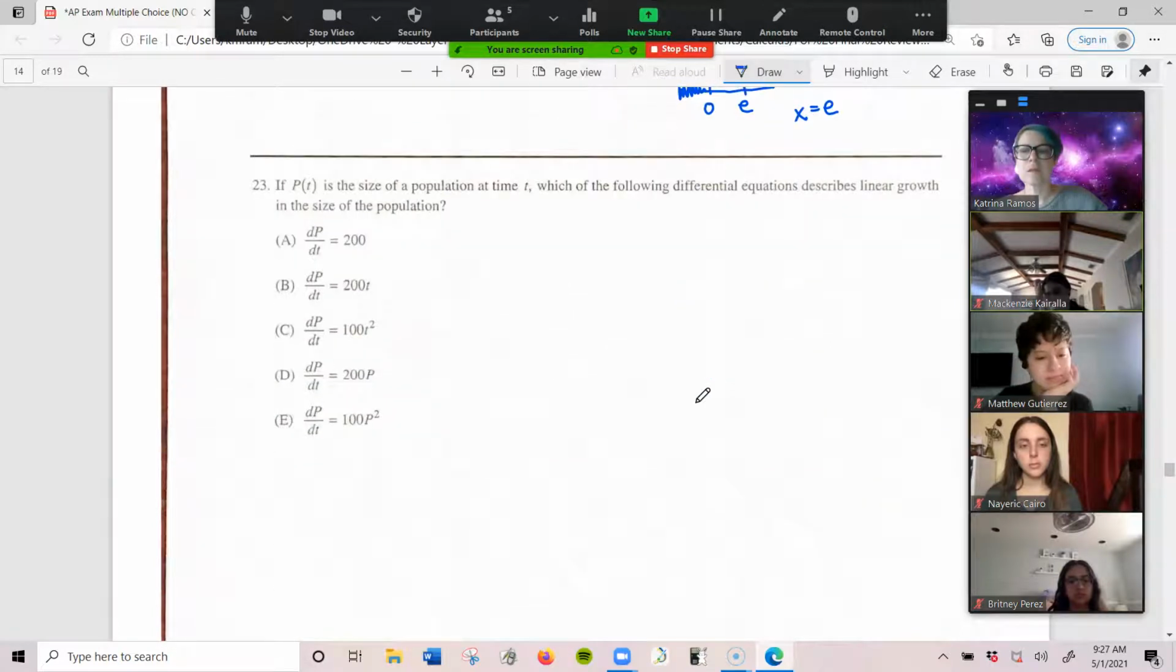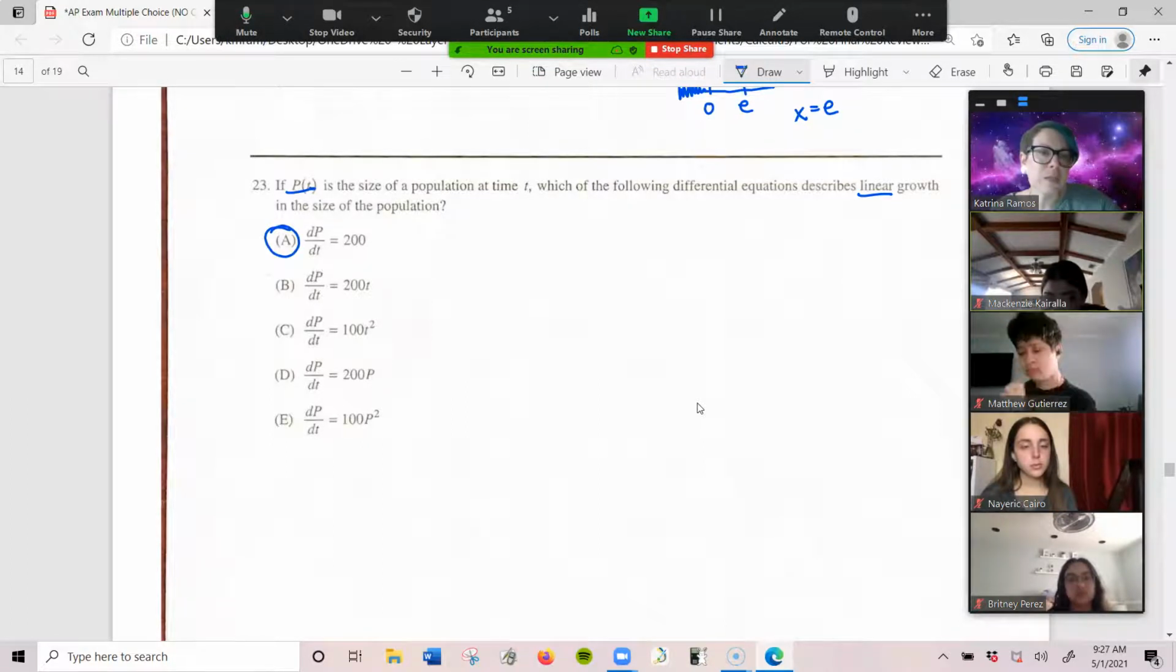Next. If P of t is the size of a population at time t, which of the following differential equations describes linear growth in the size of the population? Okay, so here what we are given is the derivative of P. And it tells you that the population growth is linear. So that means that the derivative is the derivative of a linear function. Do you get what I mean? The only one here that would be the derivative of a linear function would be a.